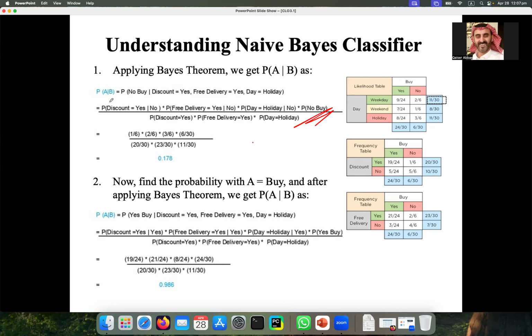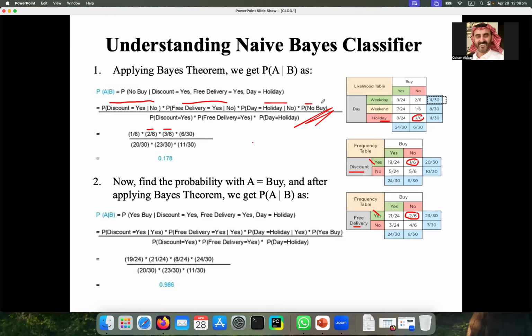So now, probability of discount equal to yes given no, in the discount table. Probability of yes given no, so this entry. Similarly, probability of free delivery yes given no, in the free delivery table, this entry. And then probability of holiday given no, 3 by 6. This entry.